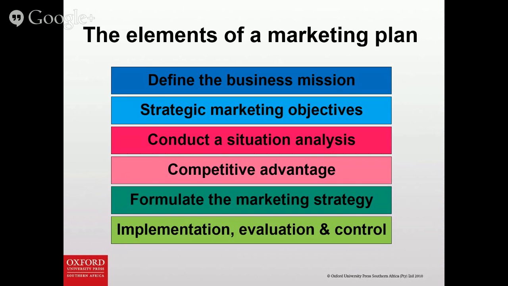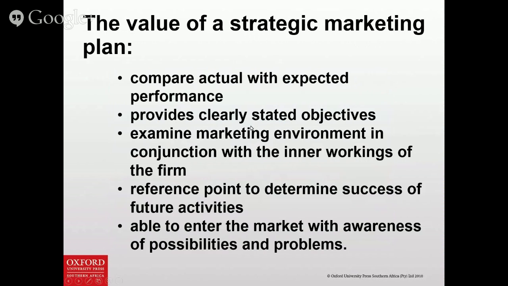But if we have a certain direction that we're going and we know our objective, then we can reach a particular goal, and we know when we've arrived, and we know when we need to tweak and change and turn in order to get to where we're going. So that's the first part, and we're going to go into detail about defining the business. And then the strategic marketing objectives, conduct a situational analysis, competitive advantage, we formulate the strategy, we implement, we evaluate, and we control.